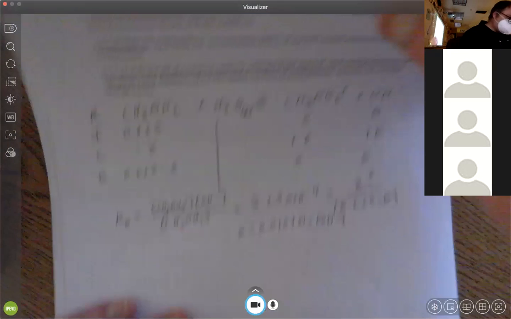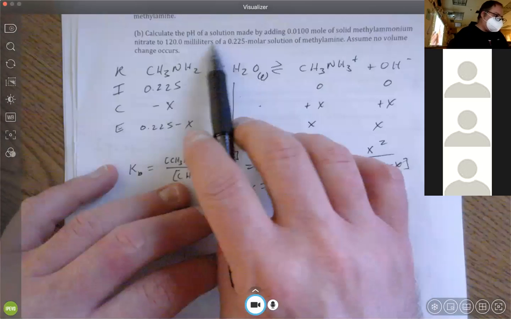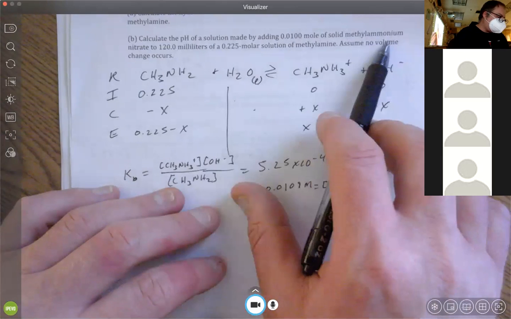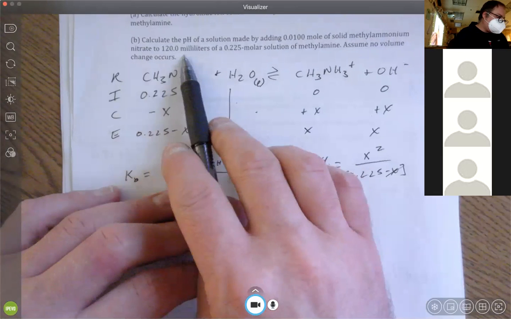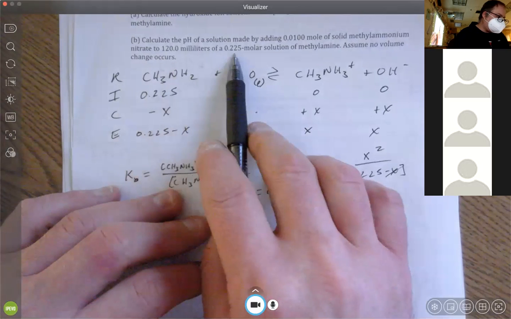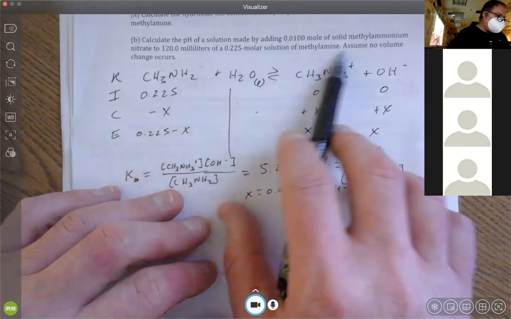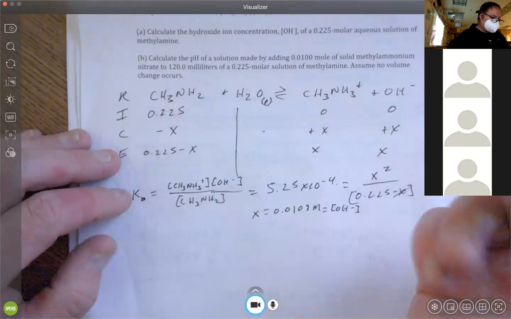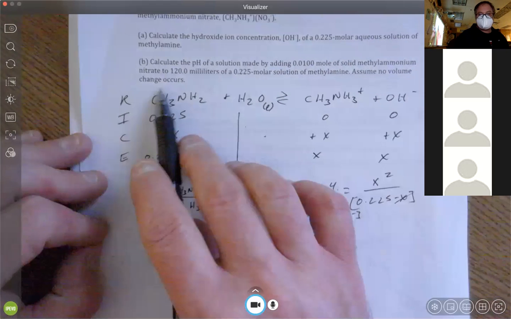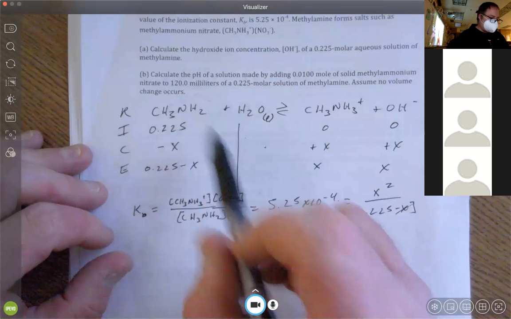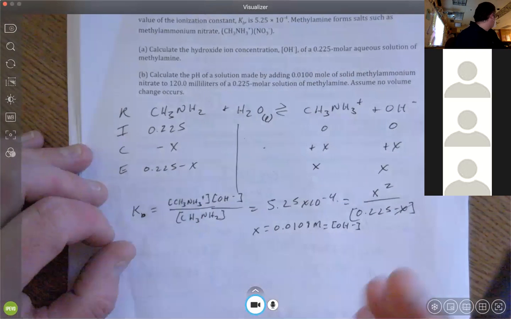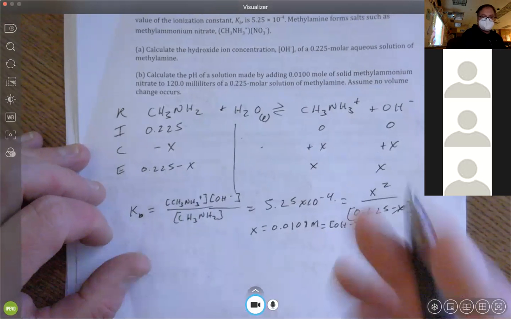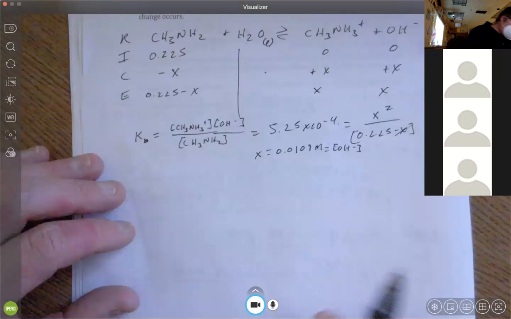All right. So then they say calculate the pH of a solution made by adding 0.01 moles of solid methylammonium nitrate to 120 milliliters of a 0.225 molar solution of methylamine. Assume no volume change occurs. No volume change occurring here is kind of big, because if there was a volume change, then these concentrations would be different, and we would actually have to go to moles instead of dealing with concentration for this. So with this, we can reset this up.